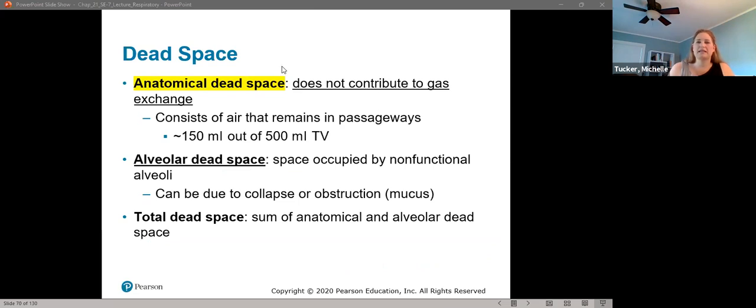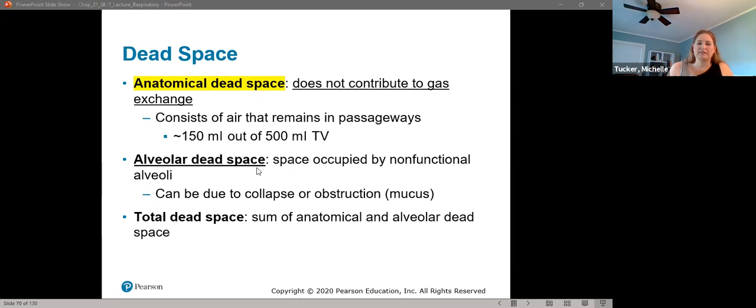There is anatomical dead space that still has air in it. We don't compress our bronchioles completely down to get rid of all the air. We leave some in there. So anatomical dead space is the air that remains in the passageways and does not contribute to gas exchange. It's about 150 mils out of our 500 mils of tidal volume.